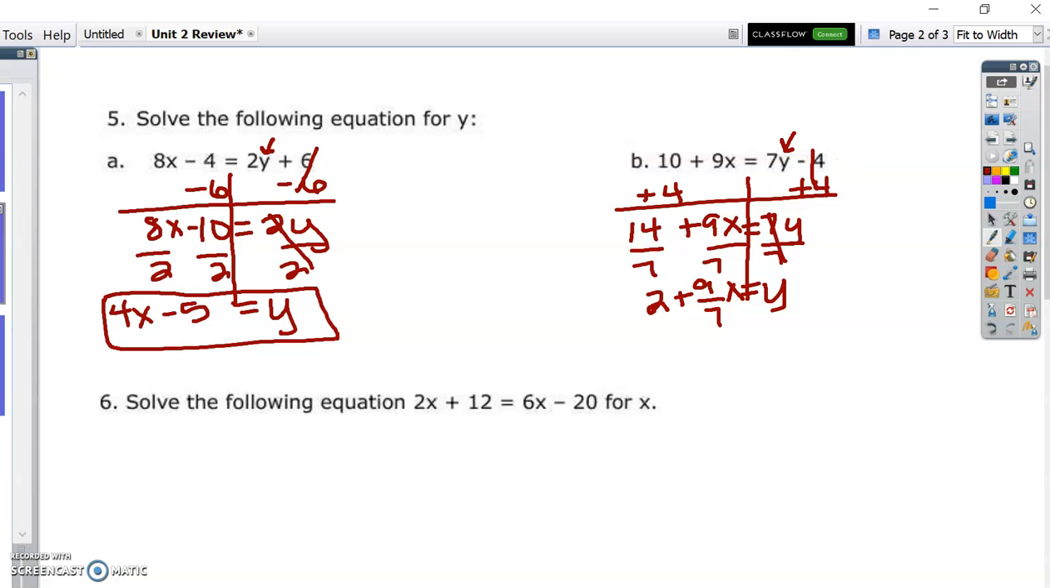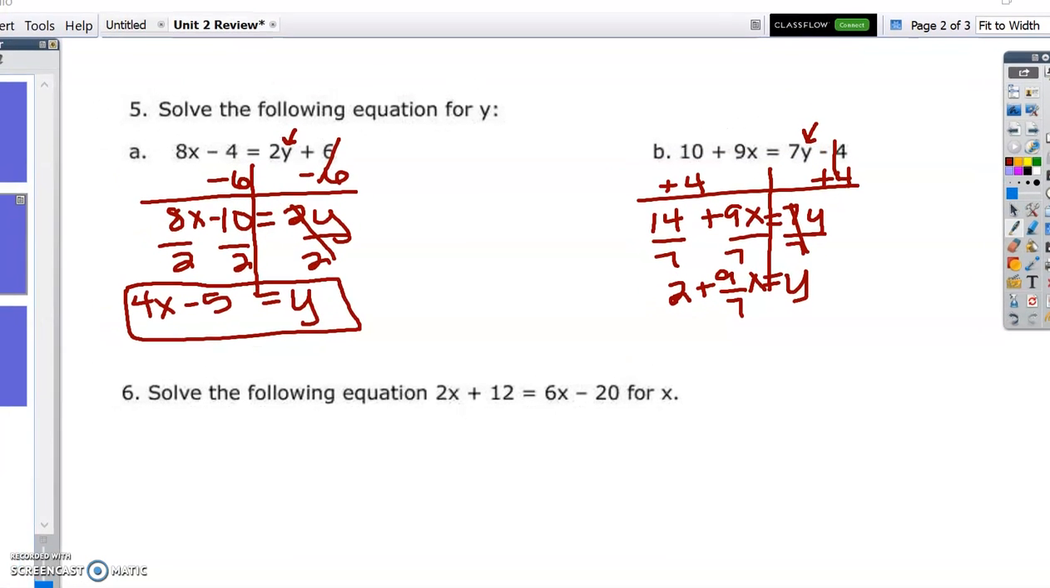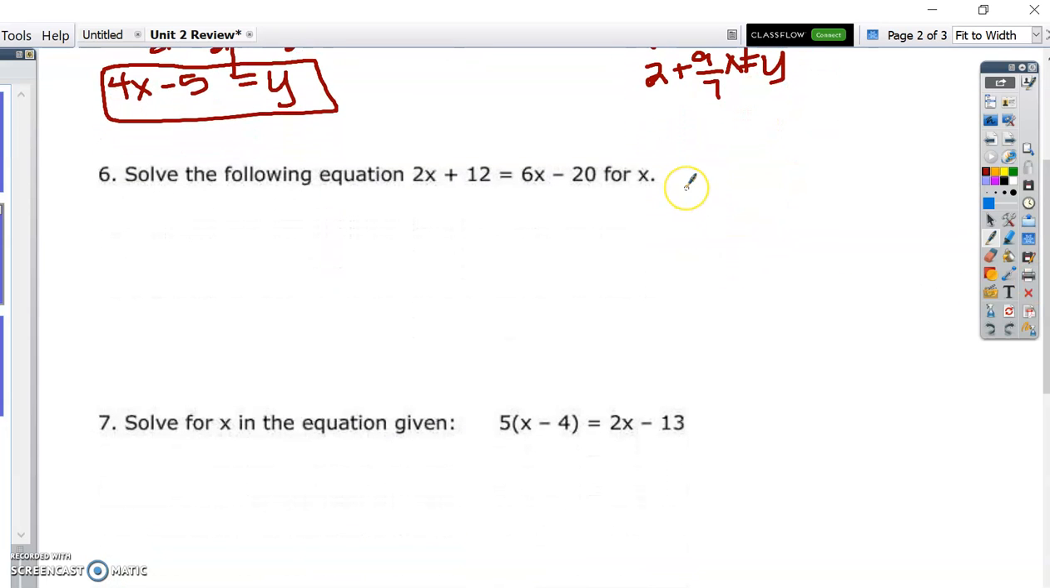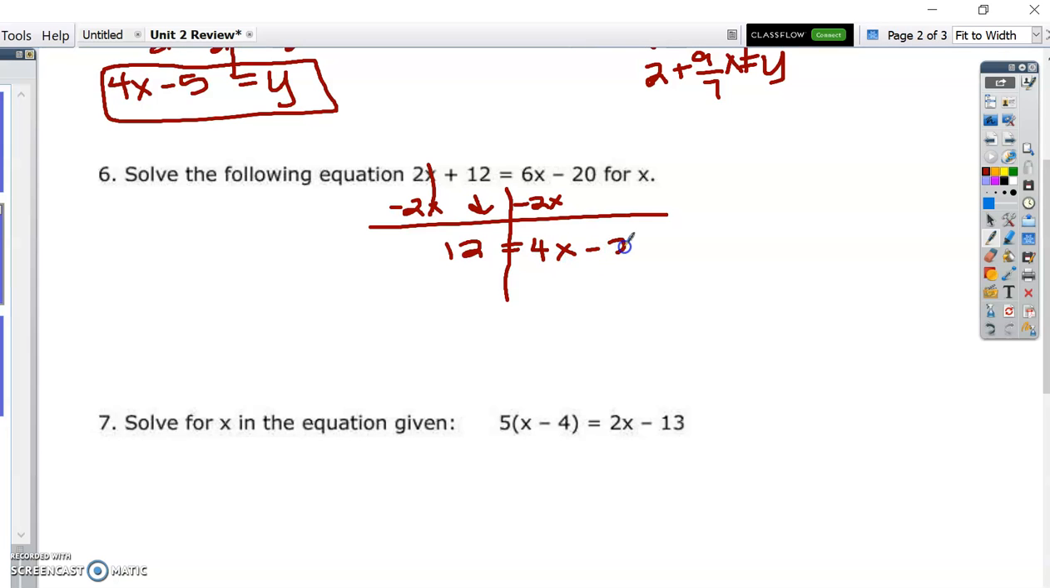Alright. So now we are going to move on down a little bit. Alright, so this time we're solving for x. Got variables on both sides. Back to solving equations. Alright, so I've got more x's on this side, so I'm going to move this over here. So I have minus 2x, minus 2x. And then I'm going to cancel, bring down the 12. 6 minus 2 is 4x minus 20.